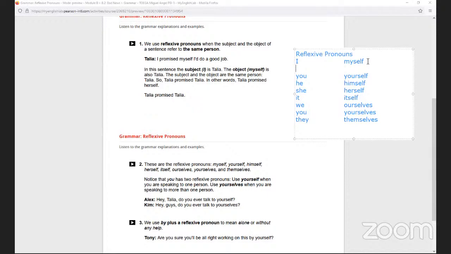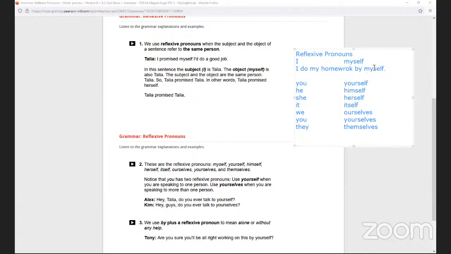Okay, for example, I can say this: I do my homework myself. I could put here "by myself" or only "myself." So it depends on you if you want to write it or not. I do my homework by myself.